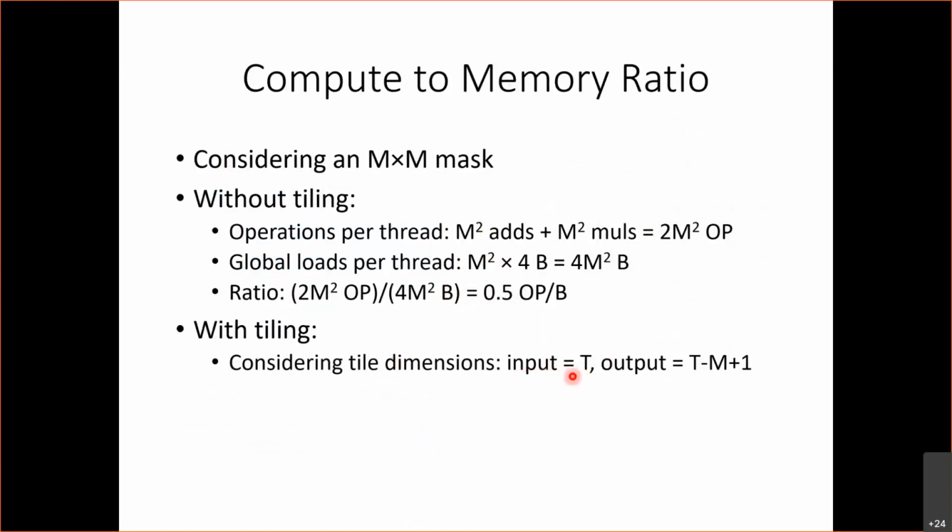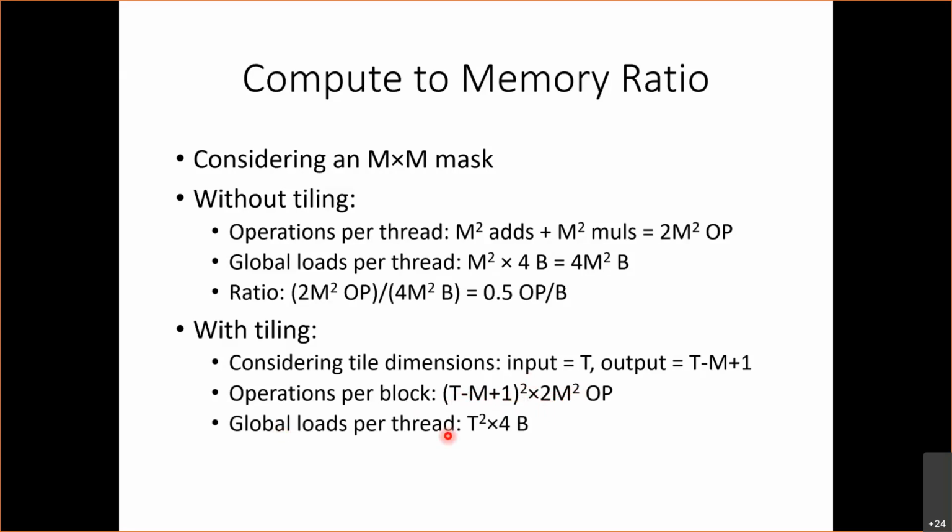So if my input tile is t, my output tile is t minus m plus 1. So my operations per block are going to be (t minus m plus 1) squared, which is the output tile squared, times 2m squared. So (t minus m plus 1) squared is the number of output elements I'm computing in the block, and m squared is the number of mask elements that I go through for every output element. And 2 here is 1 for multiplication, 1 for addition.